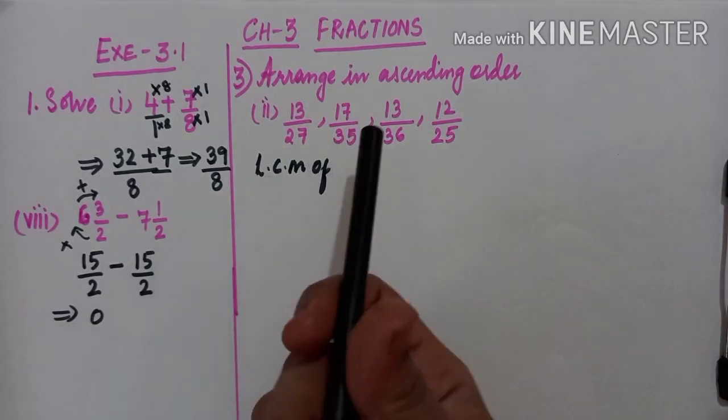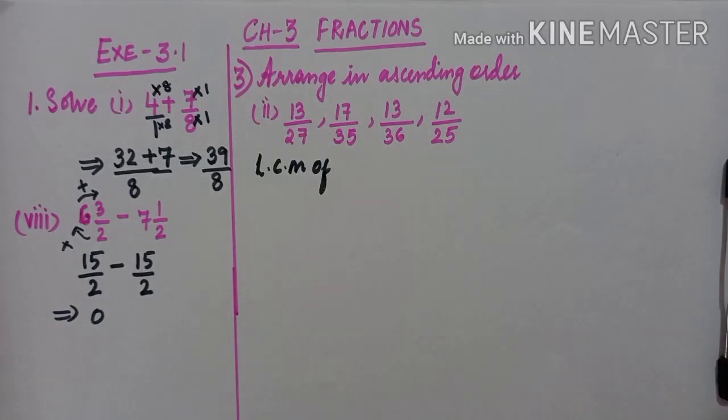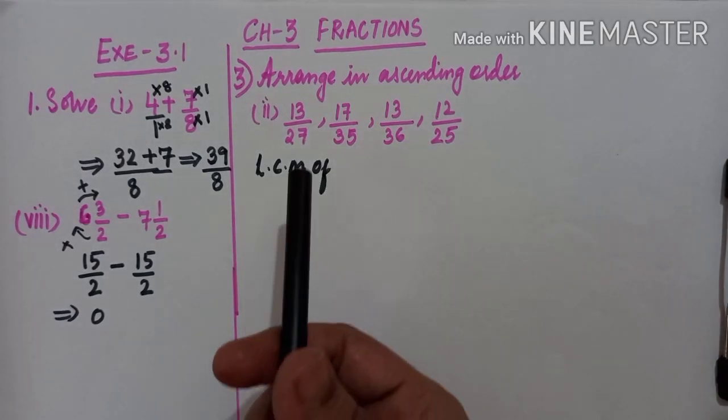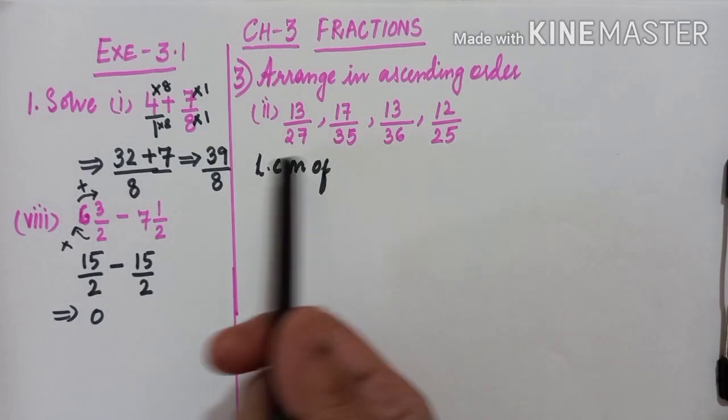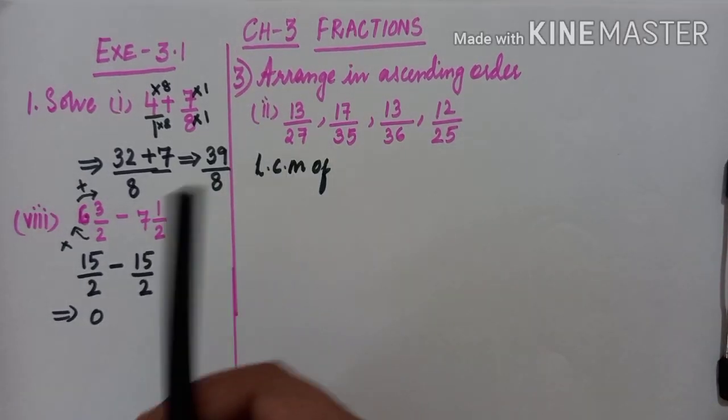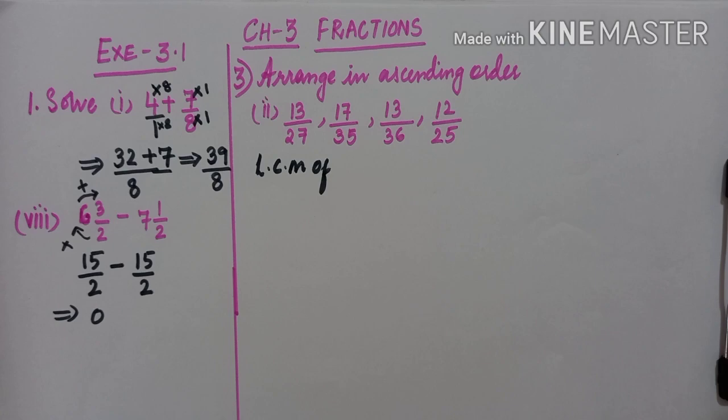Whenever you have to compare, whether to say what is smaller, what is bigger, or to write ascending or descending order, this is nothing but comparing. For comparison you need to make all the denominators the same. You can't just look and tell which one is bigger and which one is smaller. Because these are fractions, first make all the denominators the same, then from the numerators, whichever is greater or smaller, according to that you can say.